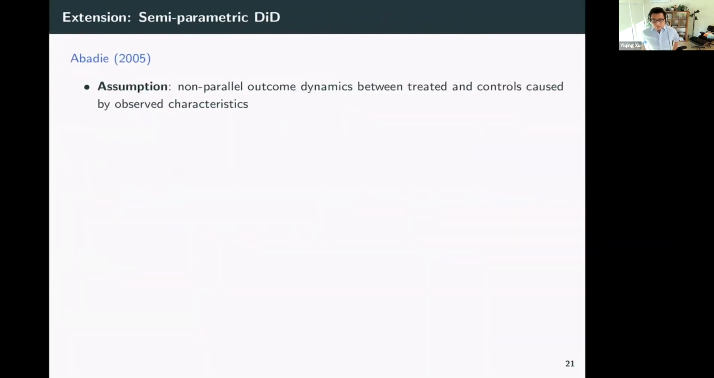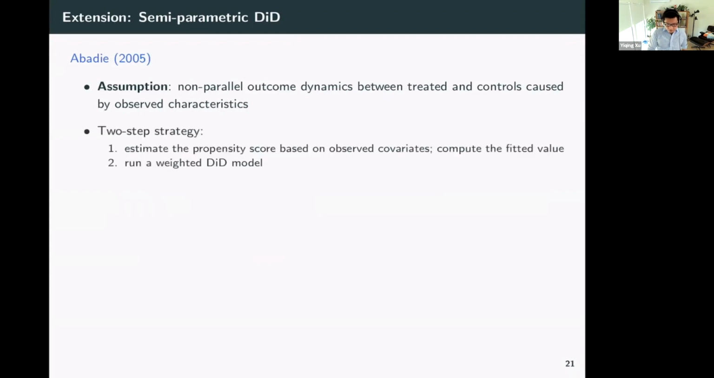And one extension to the DID is Semiparametric DiD by Abadie in RES 2005. What he suggested is that the parallel trend assumption may not be satisfied, but after conditioning on some pre-treatment covariates, pre-treatment characteristics, it is much more likely to hold. Again, this is also conditional on a particular form of the outcome. So you still have some assumption. That is why it's called semiparametric, right? It's not non-parametric. Semiparametric DiD requires some parametric assumption, some parametric requirements.